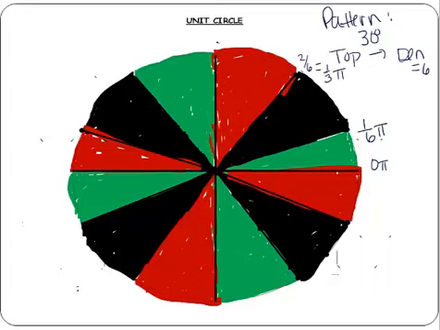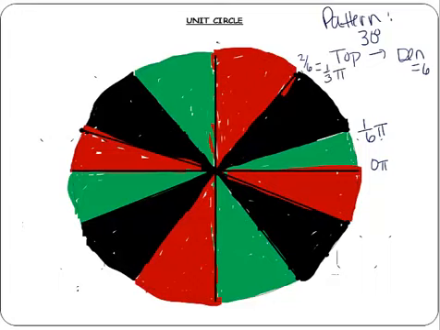This would have been 3/6, but 3/6 reduces to 1/2, which we already established. 4/6 reduces to what? 2/3. Okay, 5/6, which can't be reduced. This would be 6/6, which reduces to 1 pi, which we've already shown on a previous slide.